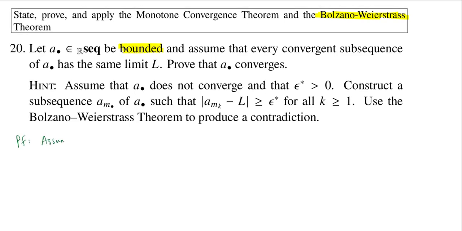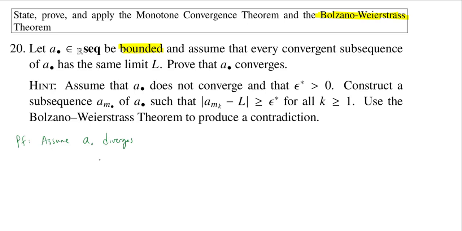So we'll assume A dot diverges. Now, if it diverges, then that means that it is going to get far away from L, right? This same limit L we had here. And by far away, meaning there's some epsilon star where we can't get close, like within epsilon star of L, at least not forever, right?